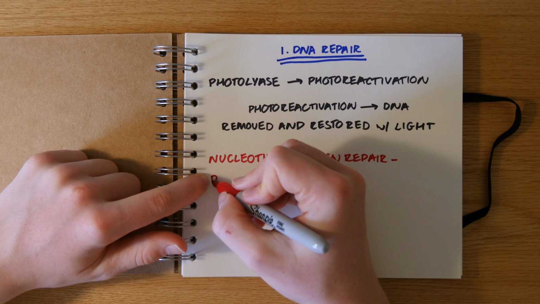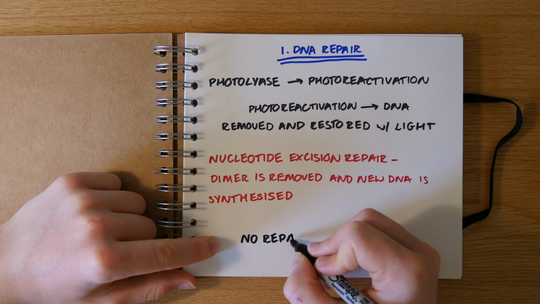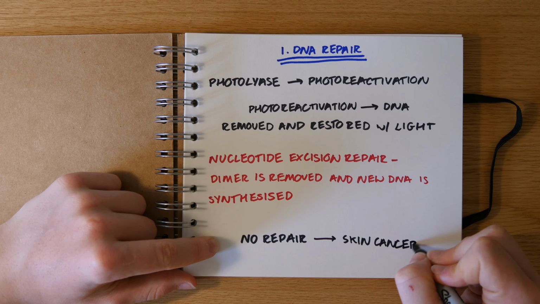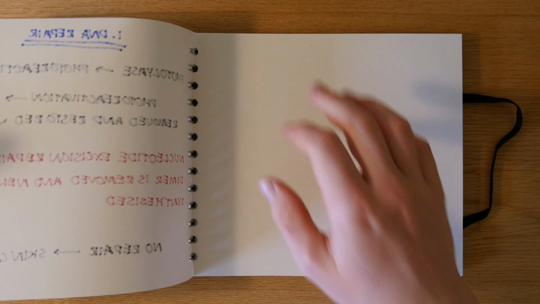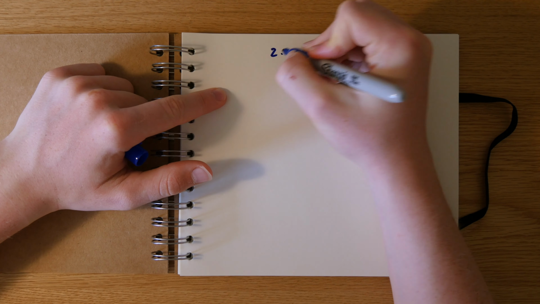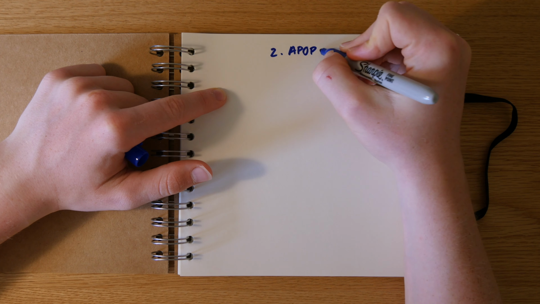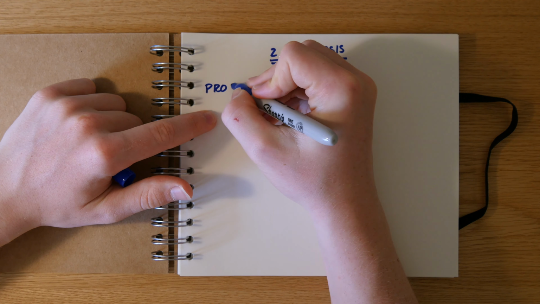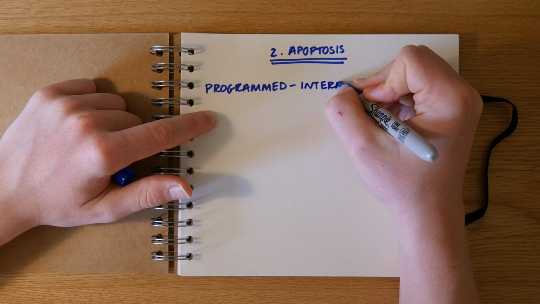However, if these dimers are not repaired, they may lead to the formation of skin cancers such as melanoma, basal cell carcinoma, and squamous cell carcinoma, all of which are predominantly caused by sunburn. If DNA repair is unsuccessful, then apoptosis will be triggered. Apoptosis is a type of programmed cell death, meaning that events inside the cell trigger it.